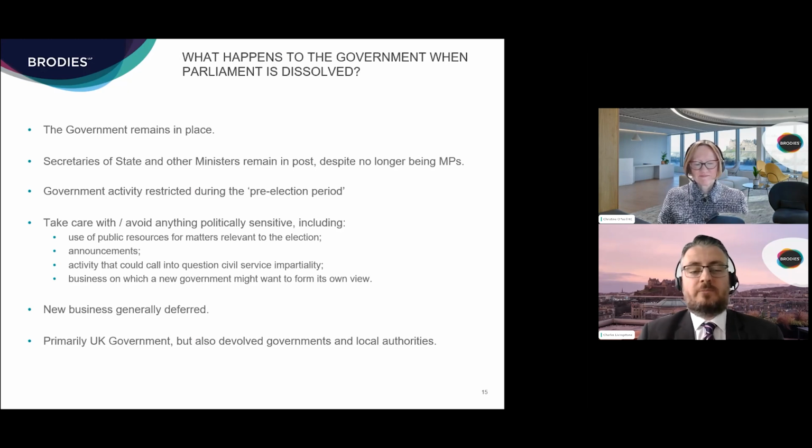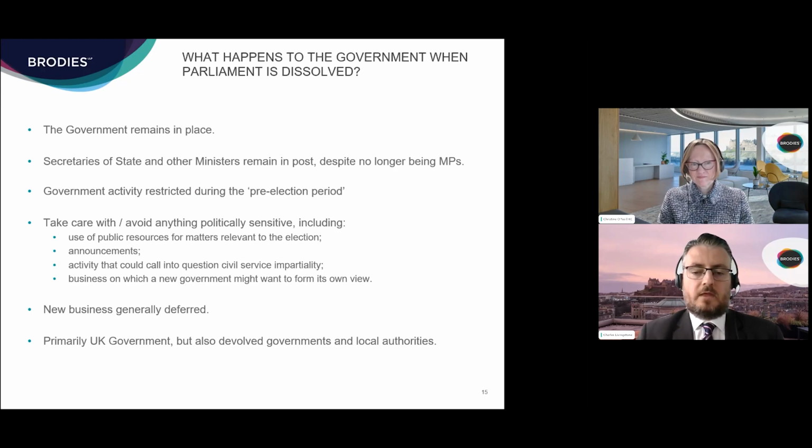So the government remains in place, but its activity is restricted during the pre-election period. And that's the period from dissolution up to the election. It used to be called, and is frequently still called, purdah, but that term is disapproved of now. So pre-election period is the phrase to use.